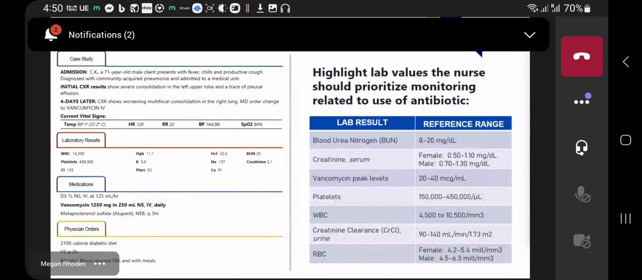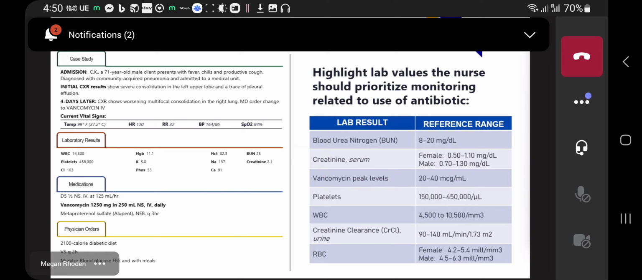Question number 7 says to highlight lab values the nurse should prioritize monitoring related to the use of an antibiotic. All right, so this is a highlighting option. Now, you guys do not have the opportunity to highlight, so I'm going to ask that you would just put your answers into that chat box for me.